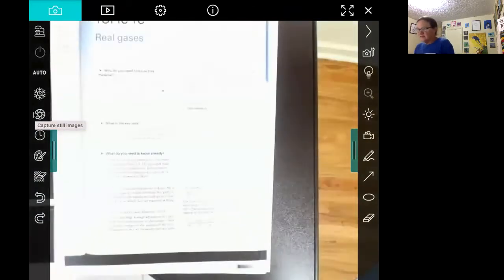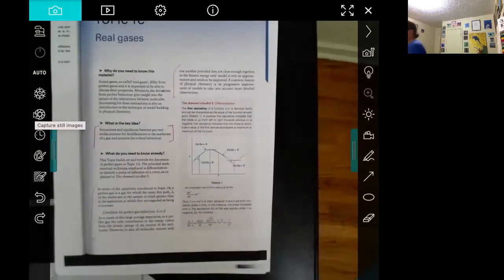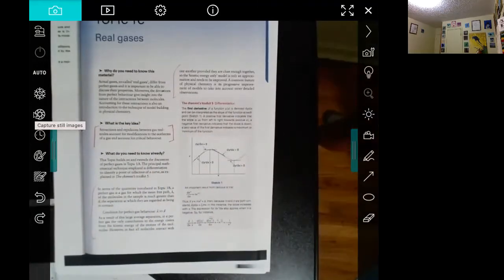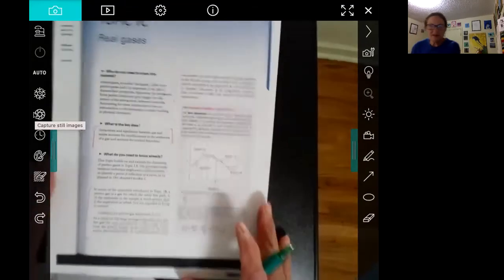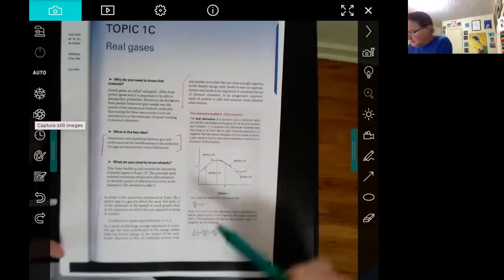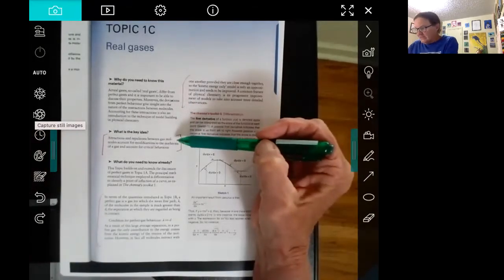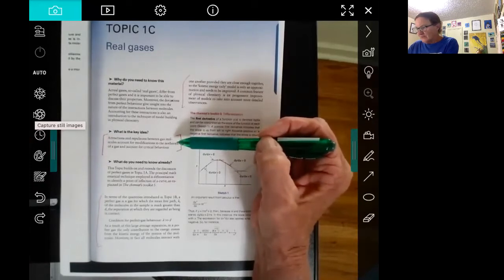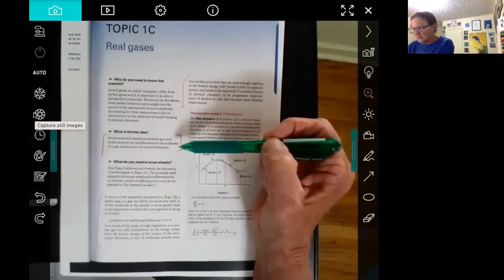So we will move into the next topic then. And we're just going to talk about real gases, which you've already been introduced to too, but you'll see it in a little bit different context here. So the key idea is that you have attractions and repulsions between gas molecules, and they account for modifications to the isotherms of a gas and account for critical behavior.